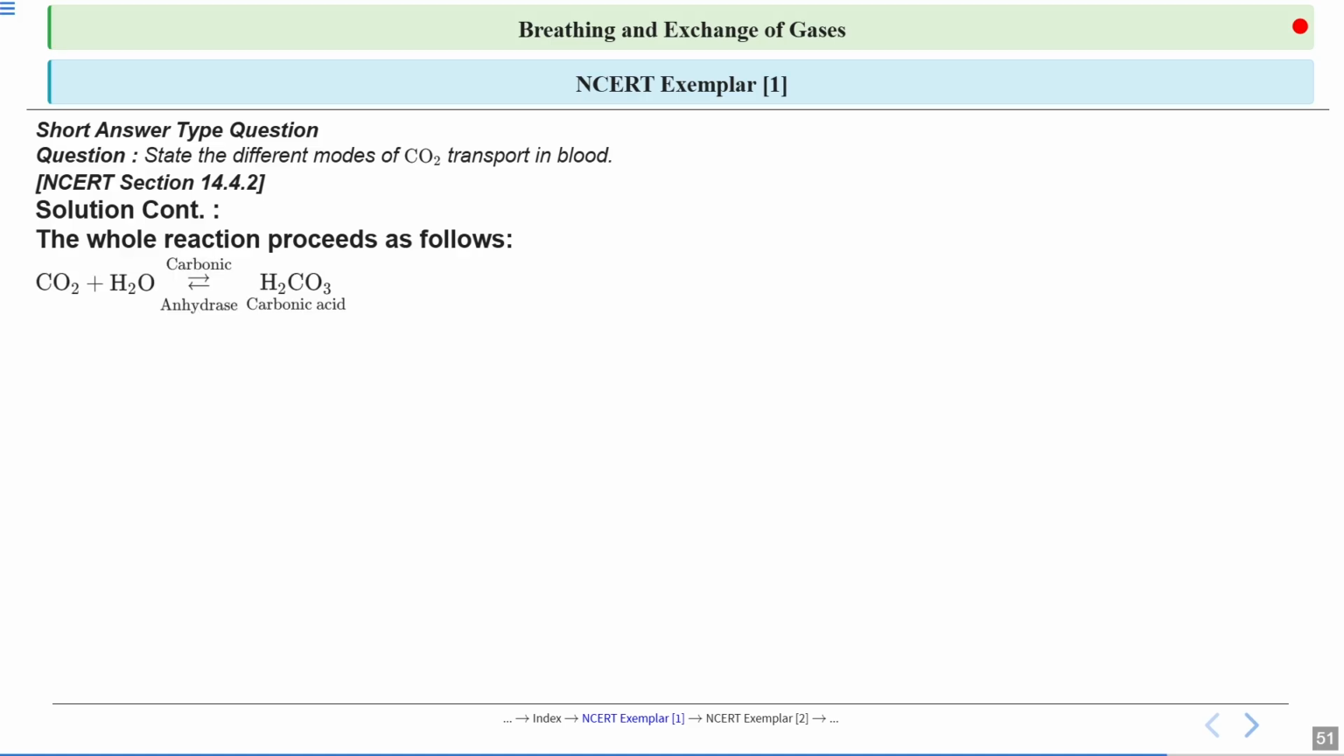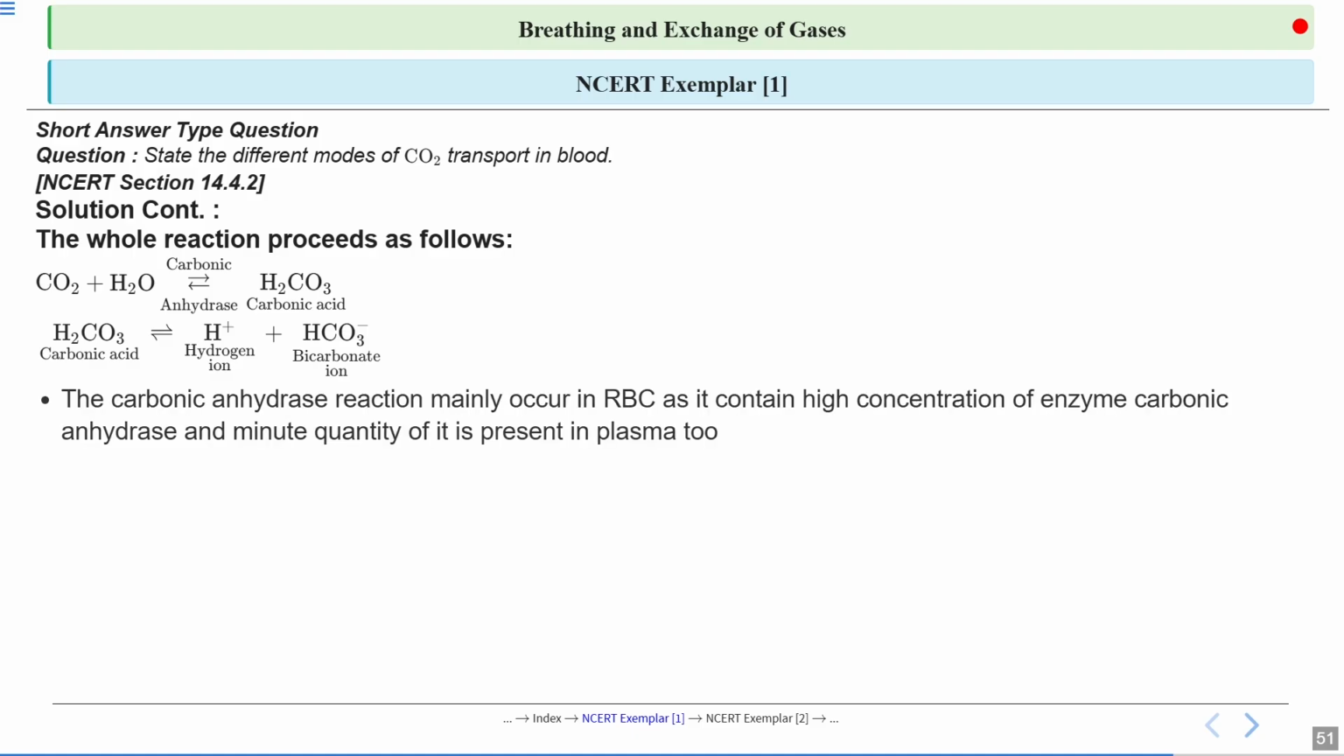So here you can see, in the presence of carbonic anhydrase, carbon dioxide combined with H2O forms H2CO3, carbonic acid. Now carbonic acid is dissociated into hydrogen ion and HCO3 ion. The carbonic anhydrase reaction mainly occurs in the RBC because this enzyme is present in the RBC only, and it contains a high concentration of the enzyme carbonic anhydrase, and a minute quantity of it is present in the plasma.